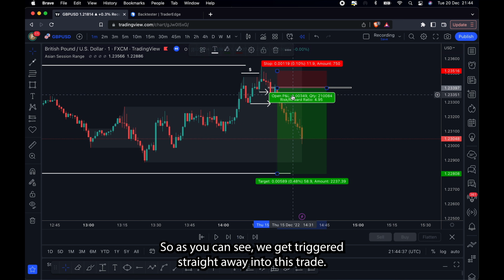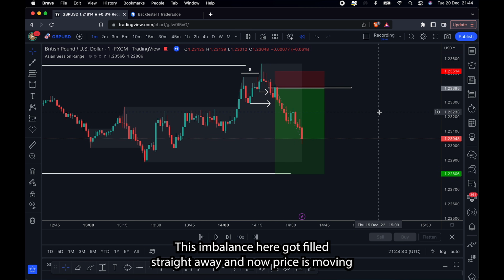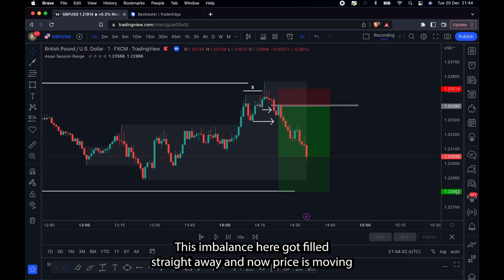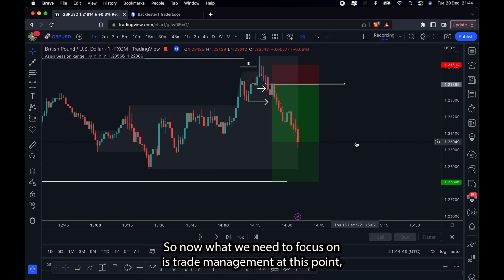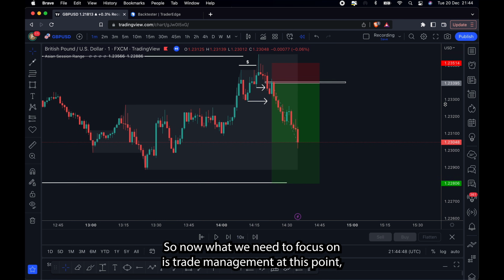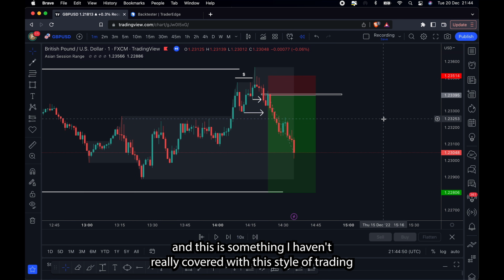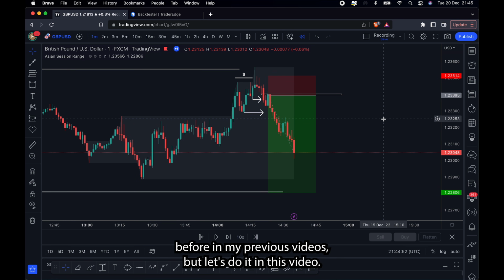Okay, so as you can see, we get triggered straight away into this trade. This imbalance here got filled straight away, and now price is moving down. So now what I want you to focus on is trade management at this point. And this is something I haven't really covered with this style of trading before in my previous videos, but let's do it in this video.